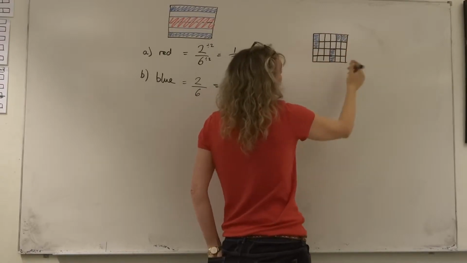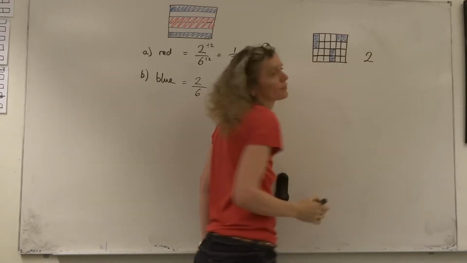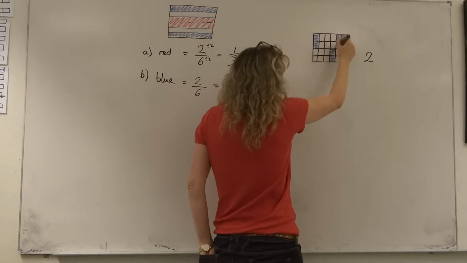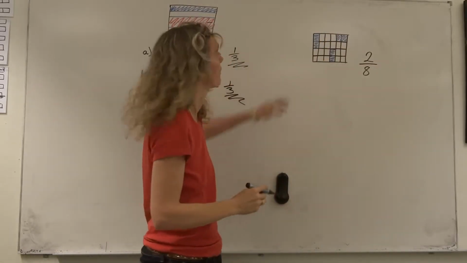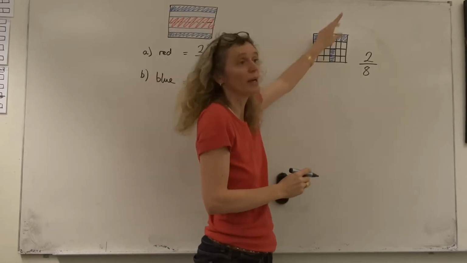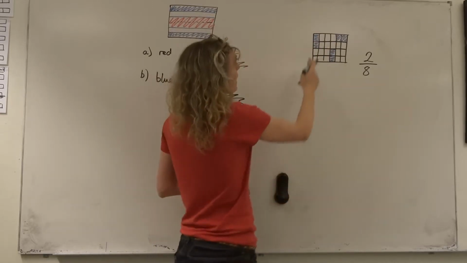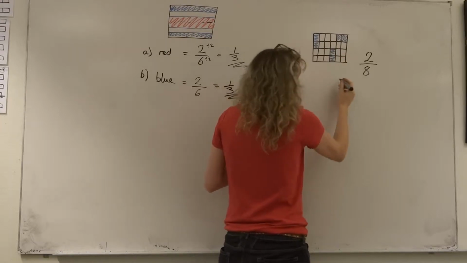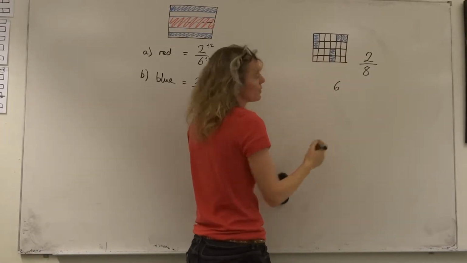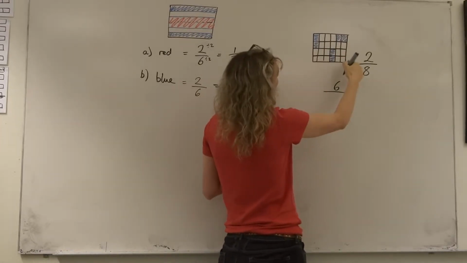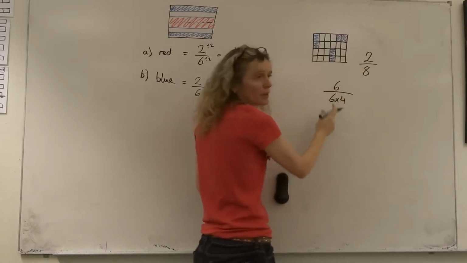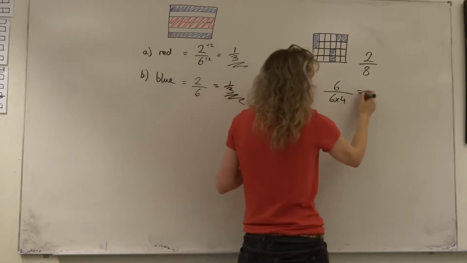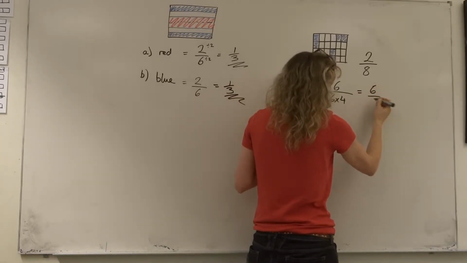We have 2 blue squares in a section of 8. So we can write it as 2 out of 8, and we have 3 sections with 2 in every 8. Or we can say that we have 1, 2, 3, 4, 5, 6 blue sections. Out of how many do we have in total? We have 6 by 4. 6 by 4 is the number of total squares, so we have 6 out of 24.